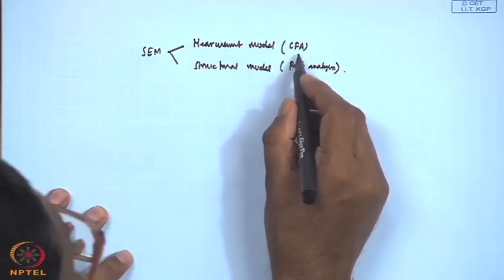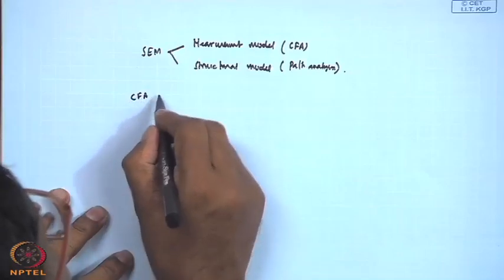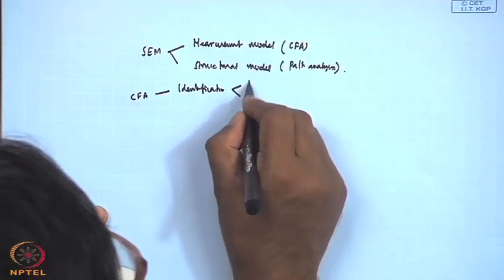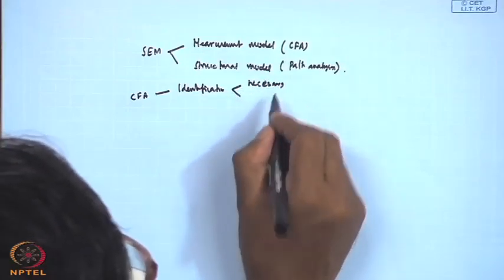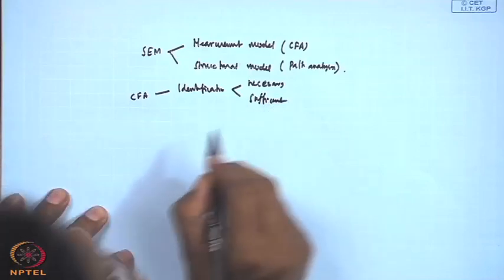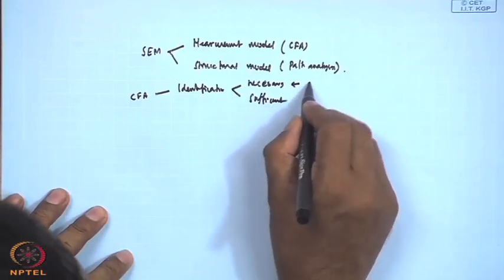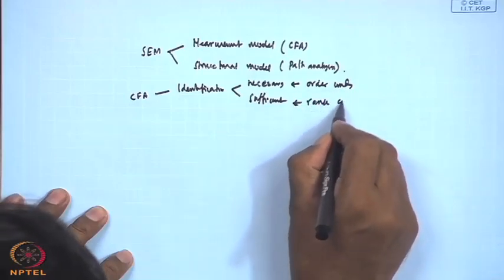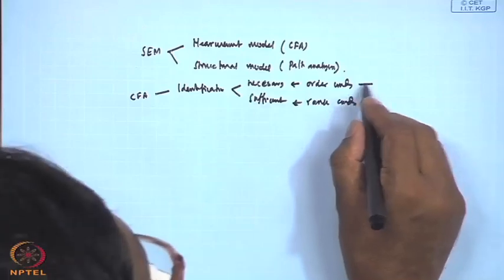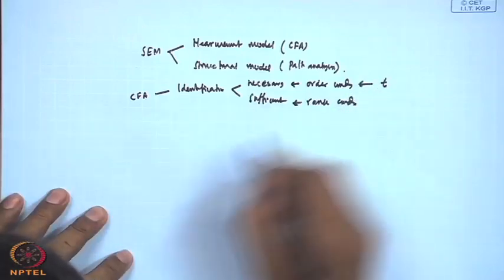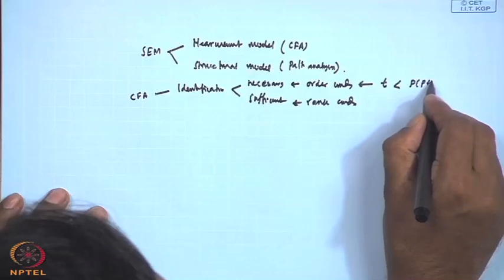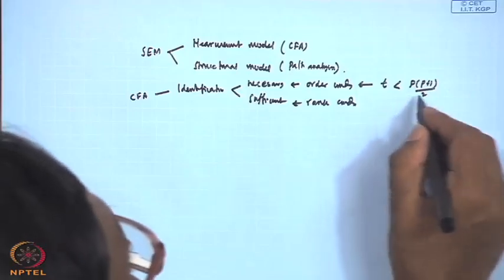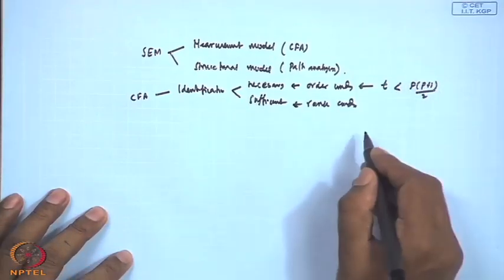Okay. Now, we have discussed details of CFA in terms of its identification. Under identification there will be a necessary condition and a sufficient condition, and these two must be satisfied. The necessary condition is known as the order condition, and the sufficient condition is known as the rank condition. In the order condition, we say the number of parameters to be estimated must be less than the number of non-redundant elements in the covariance matrix. Then this is the over identification case, and it is a desirable case.